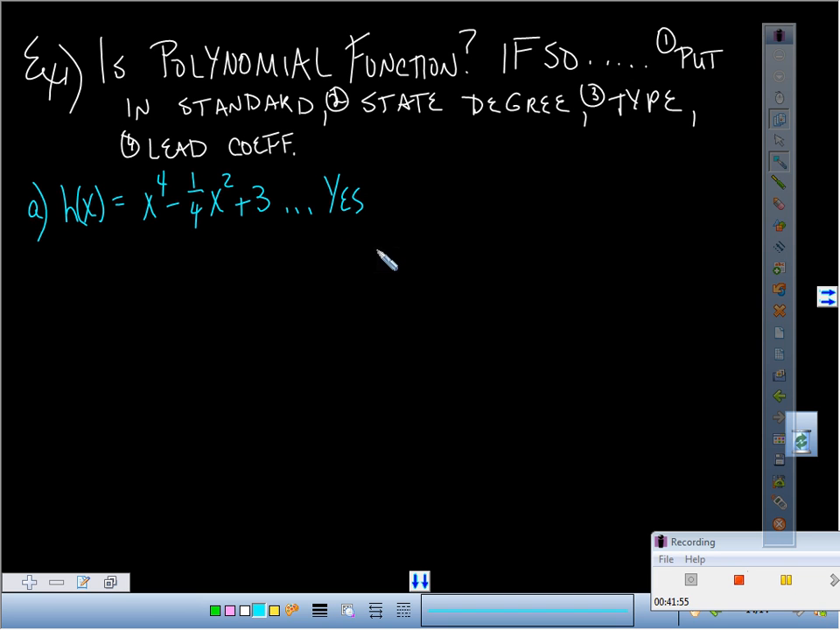There are no x's in the denominator, and there are no x's as exponents. That's what we're looking for. So yes, it's a polynomial function. Put it in standard form. It already is in standard form. Oh, weren't they nice? So x to the 4th minus 1/4 x squared plus 3. Or you could just draw an arrow. Whatever, it's your note. State the degree. Don't say it. Write it down.